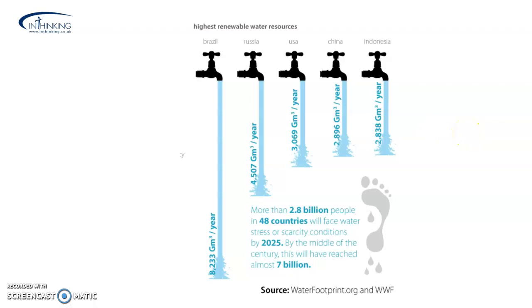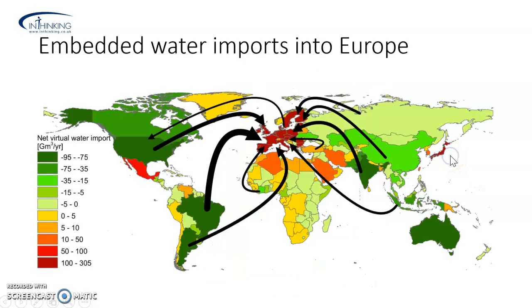So, the highest renewable water resources are shown here. So some countries have got really quite good water resources. But the big problem here is that there is a water scarcity issue. There is a water stress. So more than 2.8 billion people across 48 countries will face water stress and scarcity conditions by 2025. And by 2050, this will rise to 7 billion. So what we need to become aware of here is our consumer habits, our reliance on water within these commodities, and we need to seek efficiencies where we can.